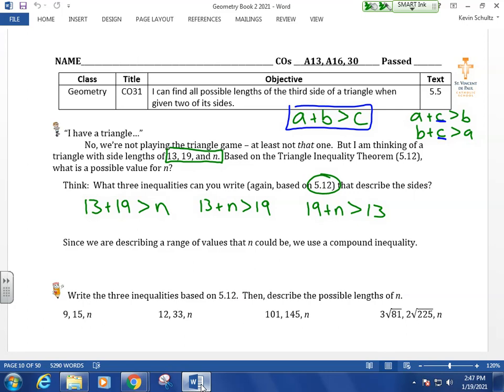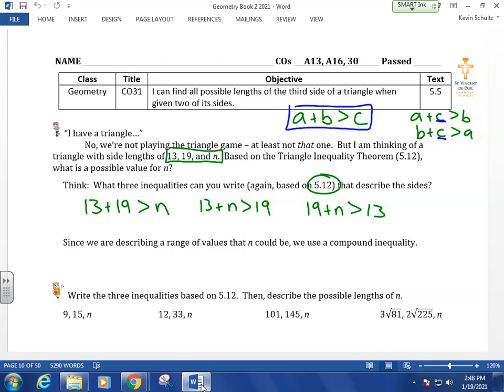But not knowing whether n is our longest side or not means we can't just focus on one of these. We have to actually focus on two of them. There is one we can eliminate. See if you can take a look at those three and decide which one we can eliminate, because it's kind of like, well, yeah, of course.